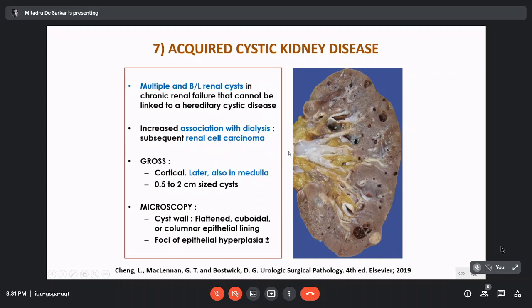For example, in this particular picture that we are seeing, you have all these randomly distributed cysts, but then there is also a nice tumor sitting towards the lower pole, which was not talked about as to what particular type of tumor it was, a very well circumscribed one. The cysts are not very large in size, 0.5 to 2 centimeter, and as far as the histology goes, it's pretty much the same as what we have already seen. The lining is cuboidal to sometimes flattened, sometimes can be focally columnar, and you can sometimes get epithelial hyperplasia as you saw in the case of ADPKD.